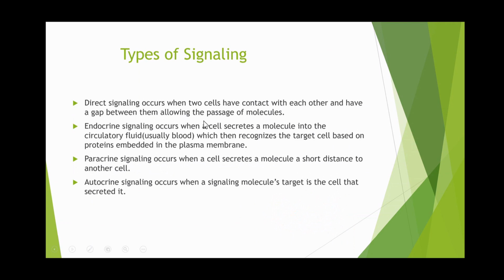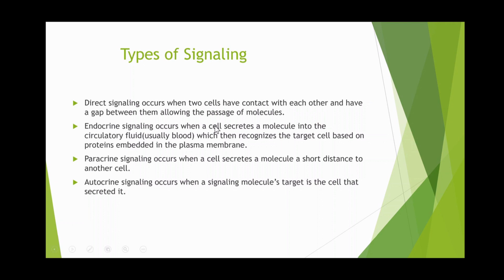So let's start with the types of signaling. We have direct signaling, which occurs when two cells contact each other, and a gap may form between them, allowing the passage of molecules. But we also have endocrine signaling, and that usually happens when we have hormones.